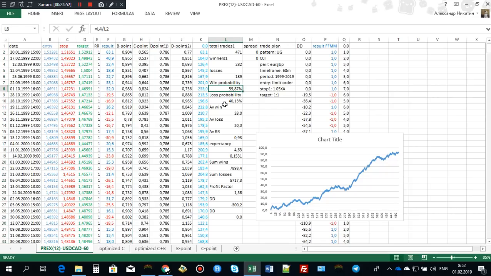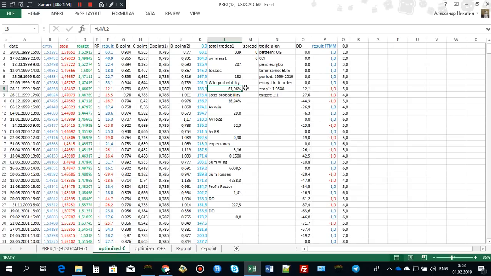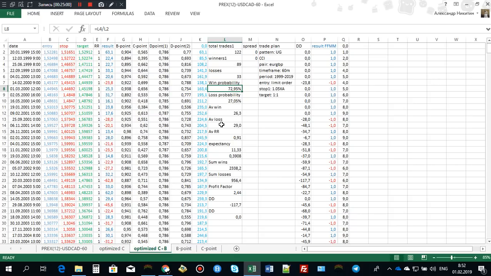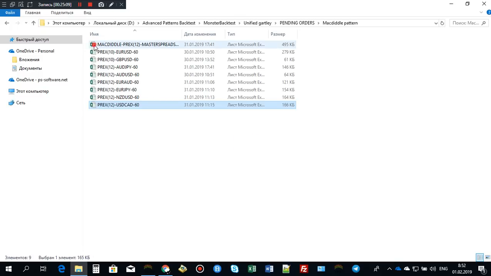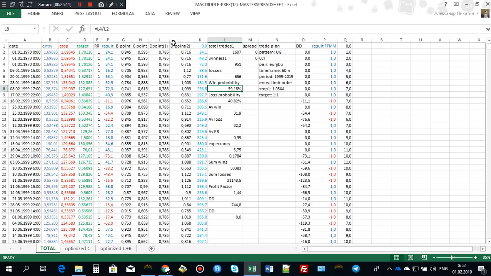The naked pattern, as I told you, is 59%. If it is optimized, only one point optimized, it is 61%. And if B and C points are optimized, it turns into 72% probability. Okay, don't save it. So let us have a look at the total master spreadsheet.